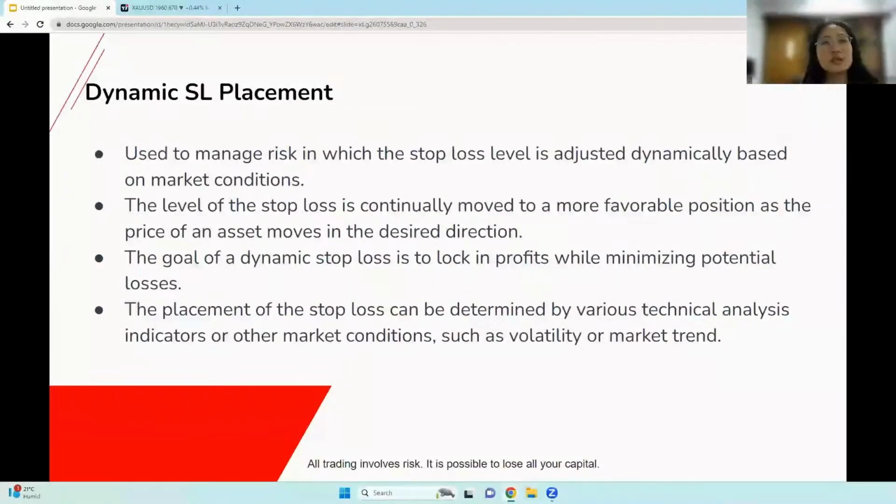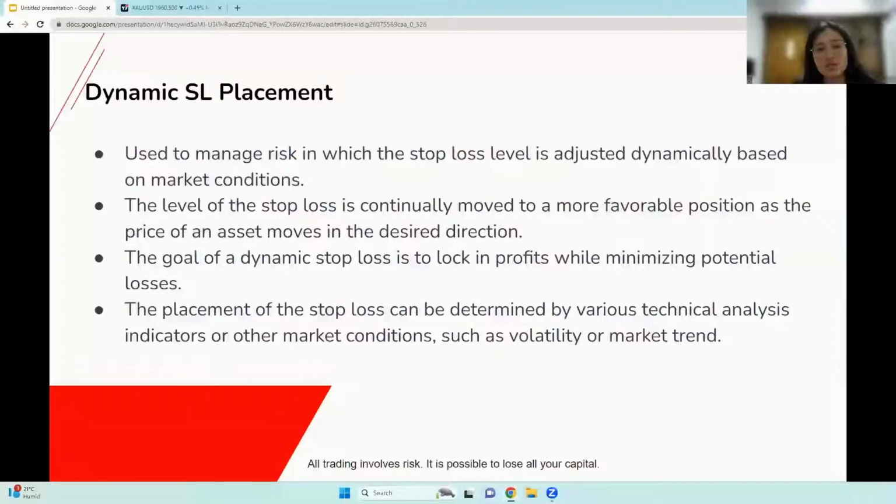Okay, so let's talk a bit about some entry and exit. In this case, we're talking about stop loss placement, so exit strategies. This is why it's important to have dynamic stop loss and take profit placement.